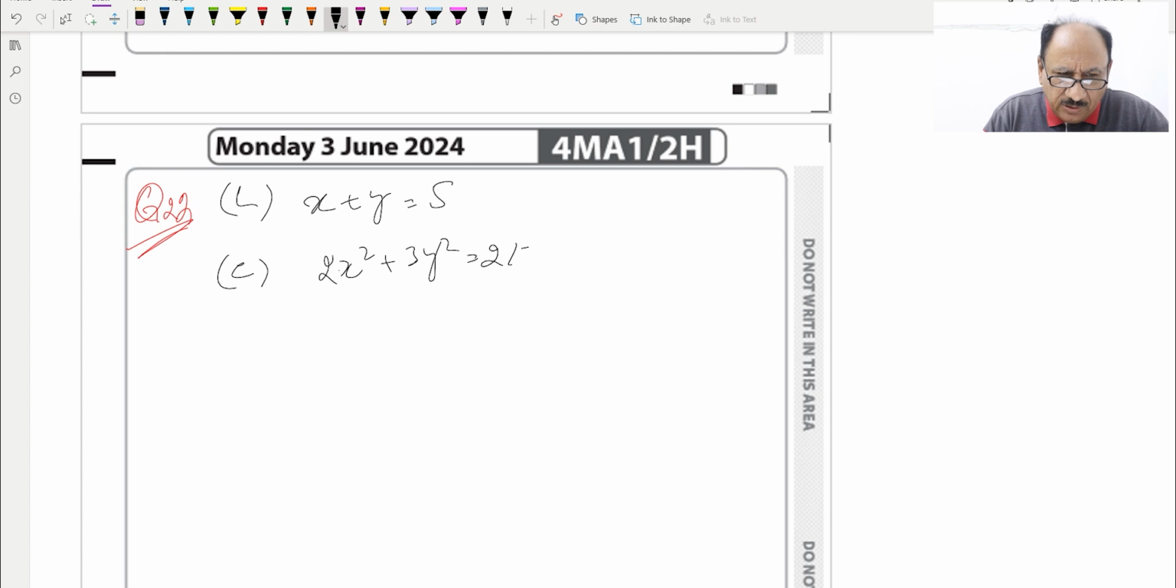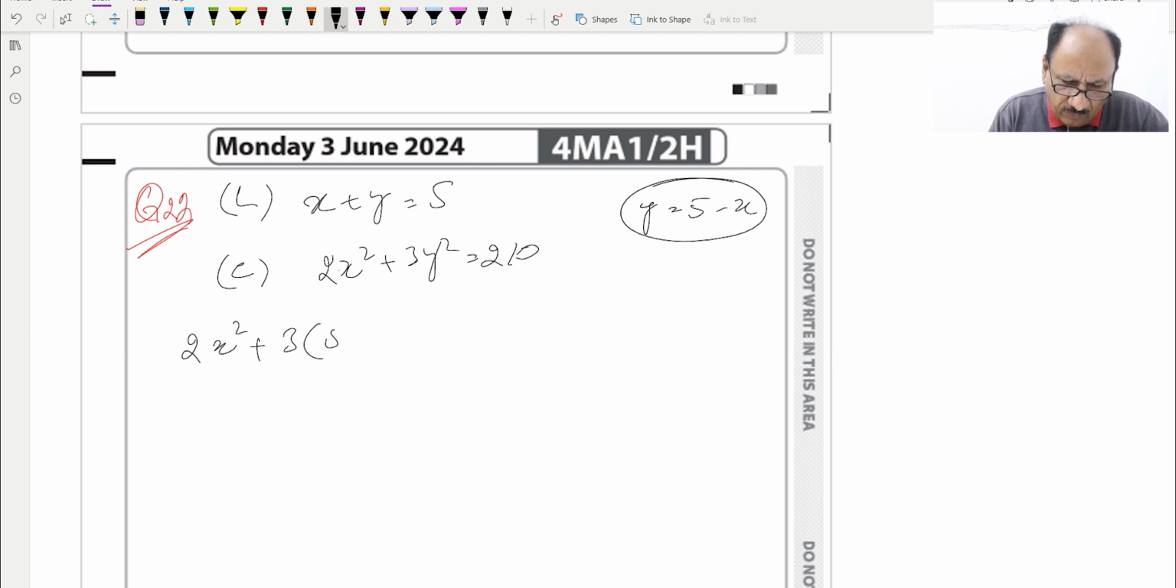So we'll be equalizing. We can substitute the value, right? So the y value we can take from the first equation, which is 5 minus x, and we can replace this value in the second equation. So 2x square plus 3 into (5 minus x) square is equal to 210.